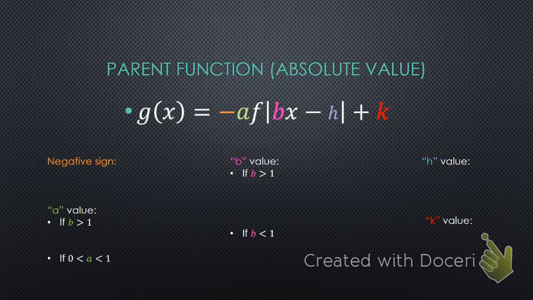week ago. So the negative sign is still a reflection. A is still a vertical stretch or compression. B is still a horizontal stretch or compression. H is still left and right. And K is still up and down. So in order to make this a shorter video for you, I'm not going to do all this again. So refer back to your notes on transformations or go back and watch the transformations video again, video 1.4, if you need me to go over A, B, H, and K again.